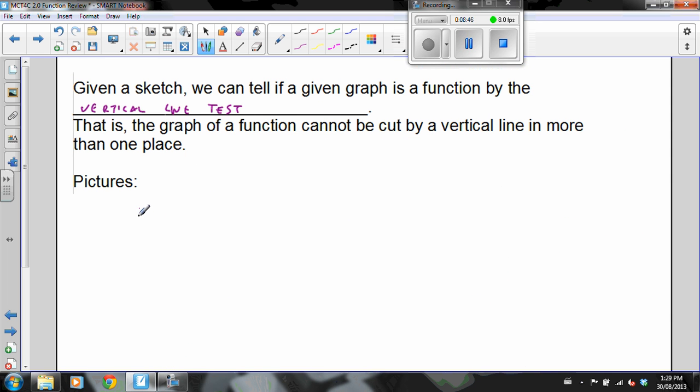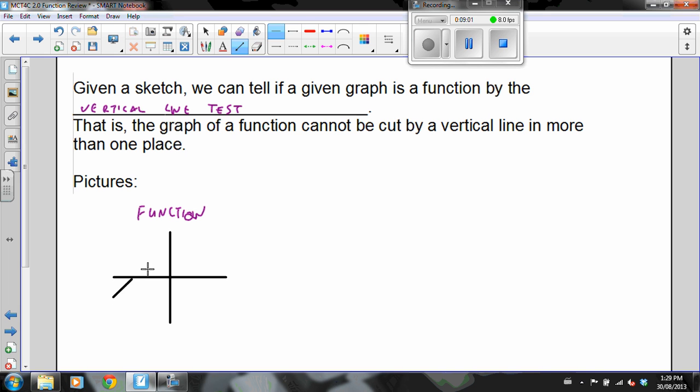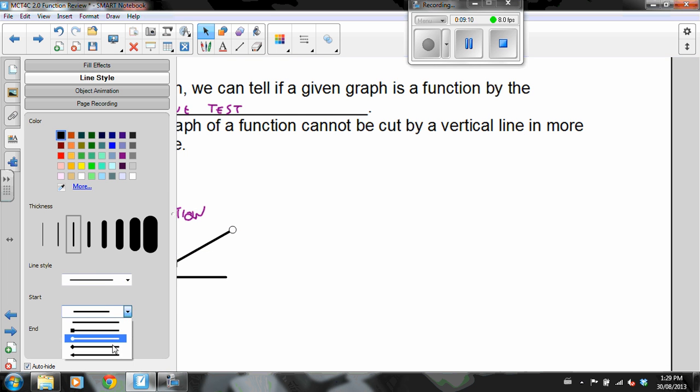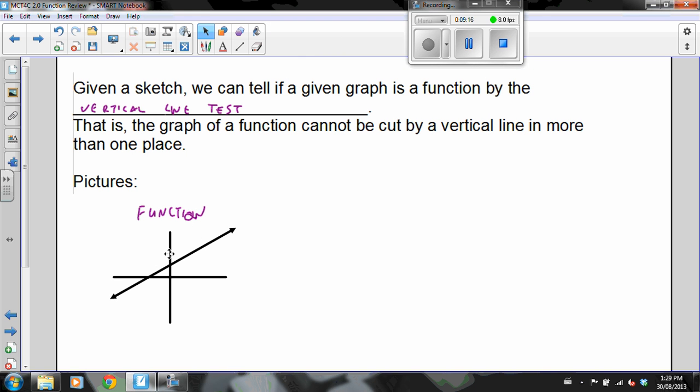If I had a graph of a function, and this time I am going to use a ruler and be fairly neat, maybe I had a line. Just a line, with arrows on both sides. We think about, for any input, is there exactly 1 output?